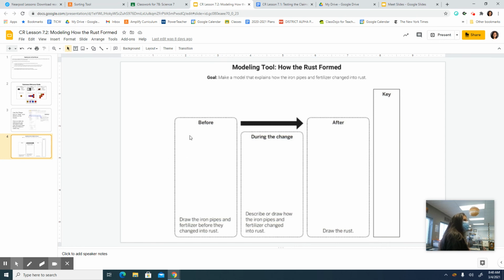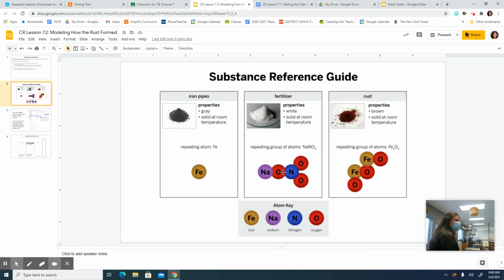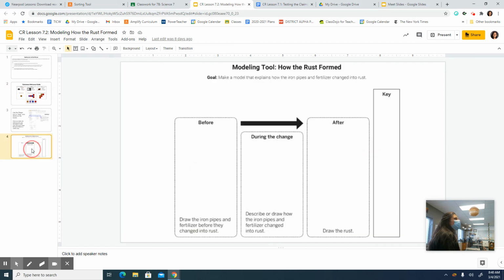Okay, so you're going to draw the iron pipes and the fertilizer before they changed into rust. By draw them, I mean the atoms. So you're going to make some iron atoms, you're going to make some fertilizer atoms, which will look like this. Then in the middle, you're going to describe how is it that this changed to this. Remember those atoms rearrange. And in this box will go the rust.